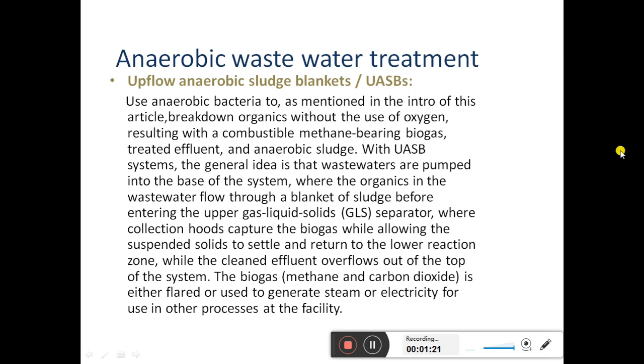With the UASB systems, the general idea is that the wastewater is pumped into the base of the system, where the organics in the wastewater flow through the blanket of sludge before entering the upper gas-solid separator, where collection hoods capture the biogas while allowing the suspended solids to settle and return to the lower reaction zone, while the cleaned effluent flows out of the top of the system. The biogas is either flared or used to generate steam or electricity for other uses.